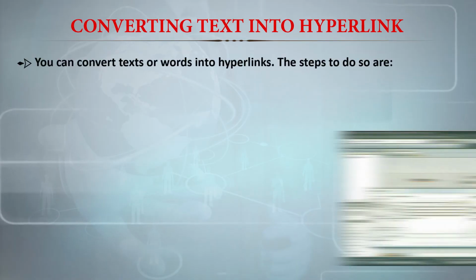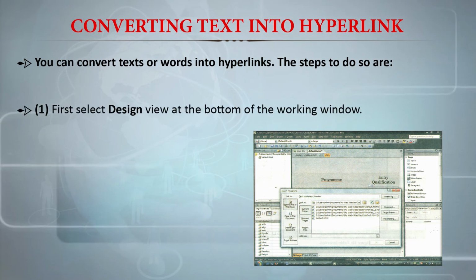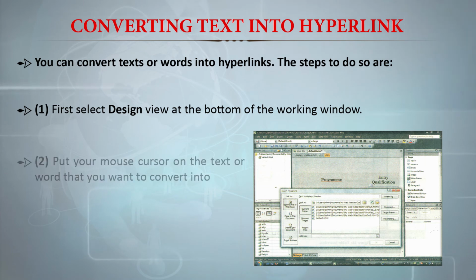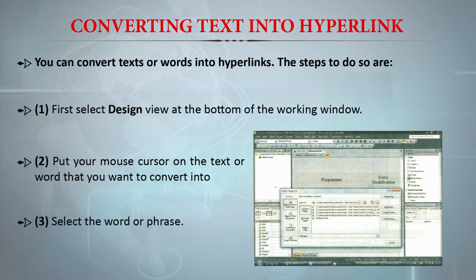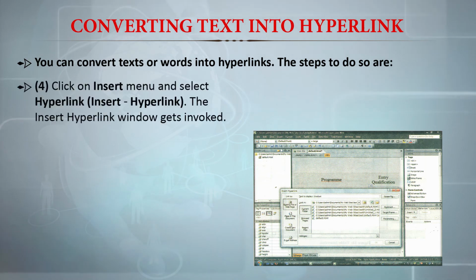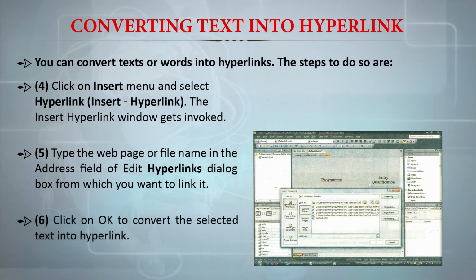It is also possible to convert text into a hyperlink. We can convert text or words into hyperlinks, and the steps are: first select the design view at the bottom of the working window, put your mouse cursor on the text or word that you want to convert into a hyperlink, select the word or phrase, click on the insert menu and select hyperlink, and the hyperlink window gets invoked. Type the web page or file name in the address field of the edit hyperlink dialog box to which we want to link it, and then click on OK to convert the selected text into a hyperlink.